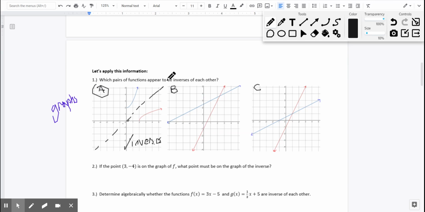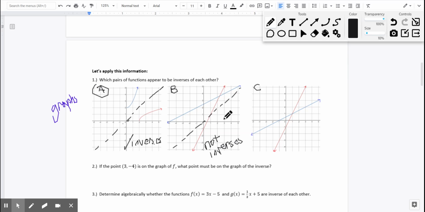Okay. For this example, if we put in the line y equals x, the y equals x line goes through (1, 1), (2, 2), (3, 3), and so on. It goes right through the middle of quadrant 1 and quadrant 3. The blue and red graphs here are not reflections of each other over the line y equals x. So these are not inverses of each other.